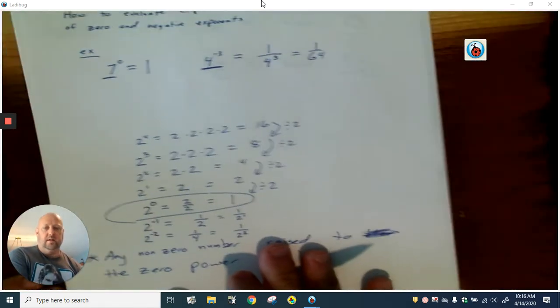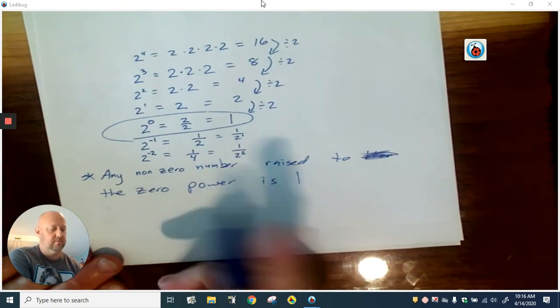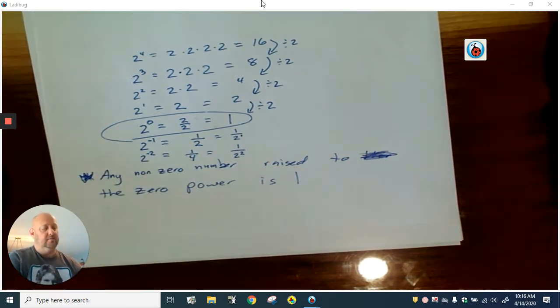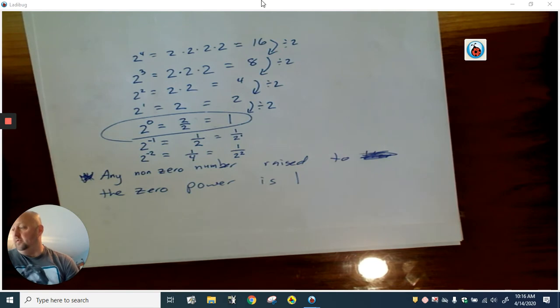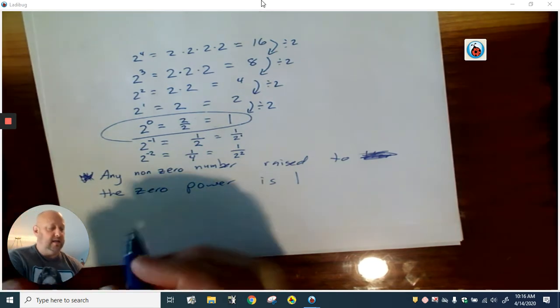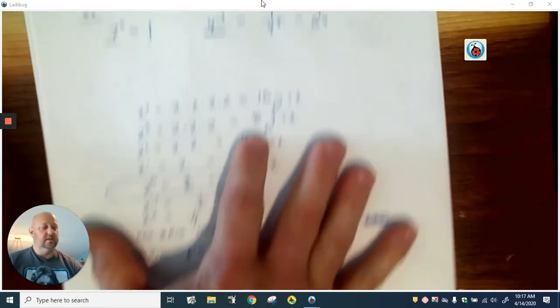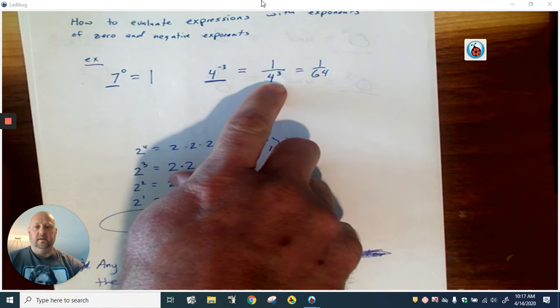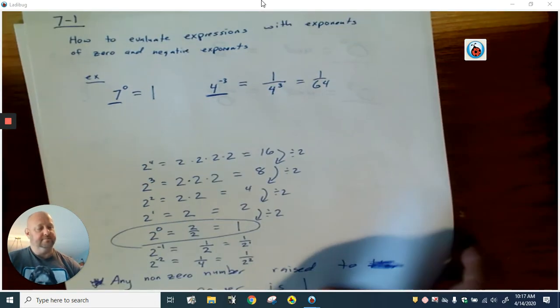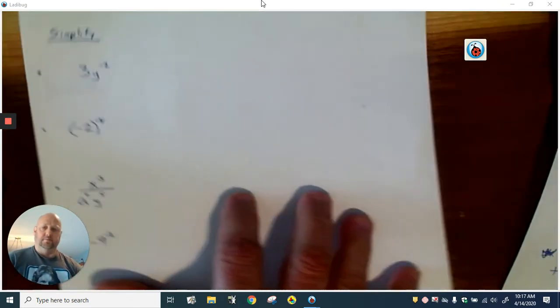So basically we're going to have two rules. One rule is any number raised to the 0 power is going to be 1. The other rule is, if you see a negative exponent, all you have to do is move it to the denominator and make it positive. So let's try a few examples.